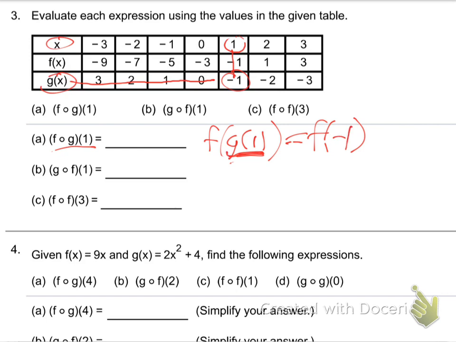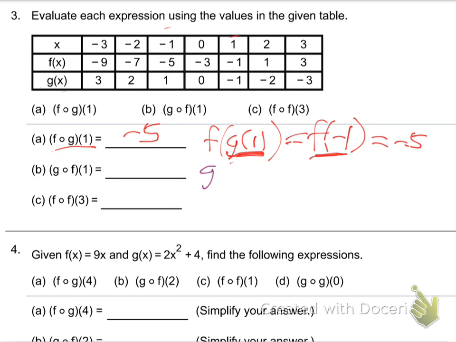Like that, g of 1. Right? You put 1 into g, and you get out negative 1. And now what is f of negative 1? Well, now you put negative 1 into f, and you get out negative 5. So that's the answer. Does that make sense, what we did there? Let's try another one. So let me erase these. For part B.